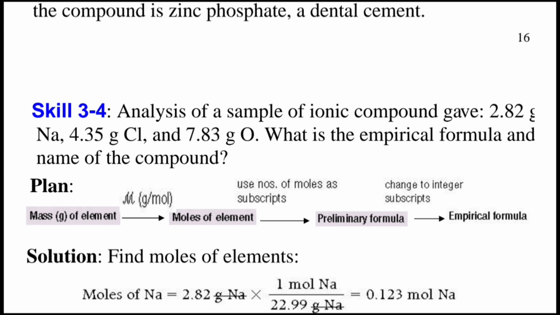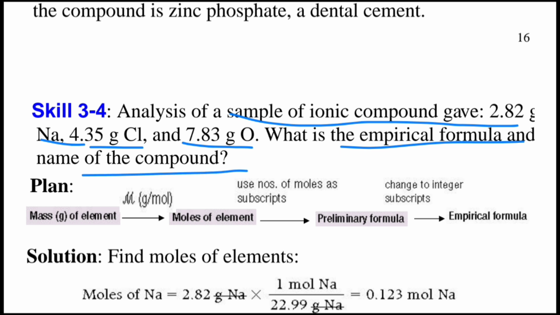Okay, analysis of a sample of an ionic compound gives this grams of sodium, this gram of chlorine, and this gram of oxygen. What is the empirical formula and the name of the compound? Find the empirical formula first and then name the compound. What is the first step? Convert the mass of each element into moles, and use the number of moles as subscripts, or write moles and divide by the smallest number of moles. The preliminary formula is changed to integer subscripts, and we will get the empirical formula.